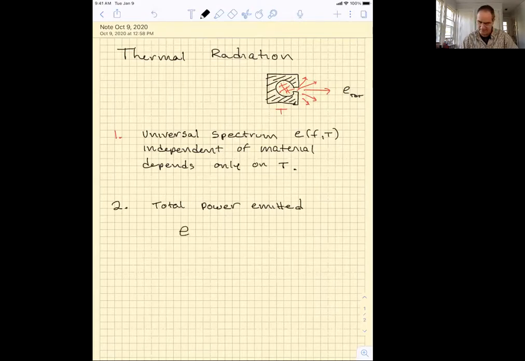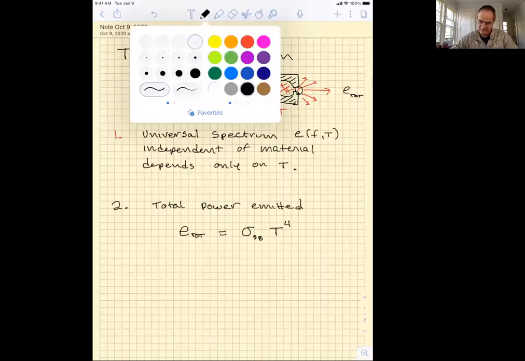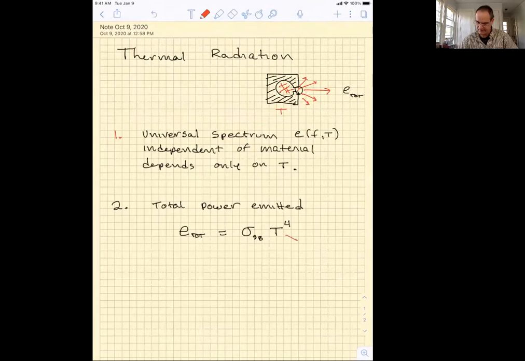The total emittance, which is the power per unit area emitted by, for example, the aperture here, by the hole, emitted by the black body, which means emitted out of that port, is given by a very simple expression. It's equal to a constant called the Stefan-Boltzmann constant times the temperature to the fourth power. The temperature here is in Kelvin.